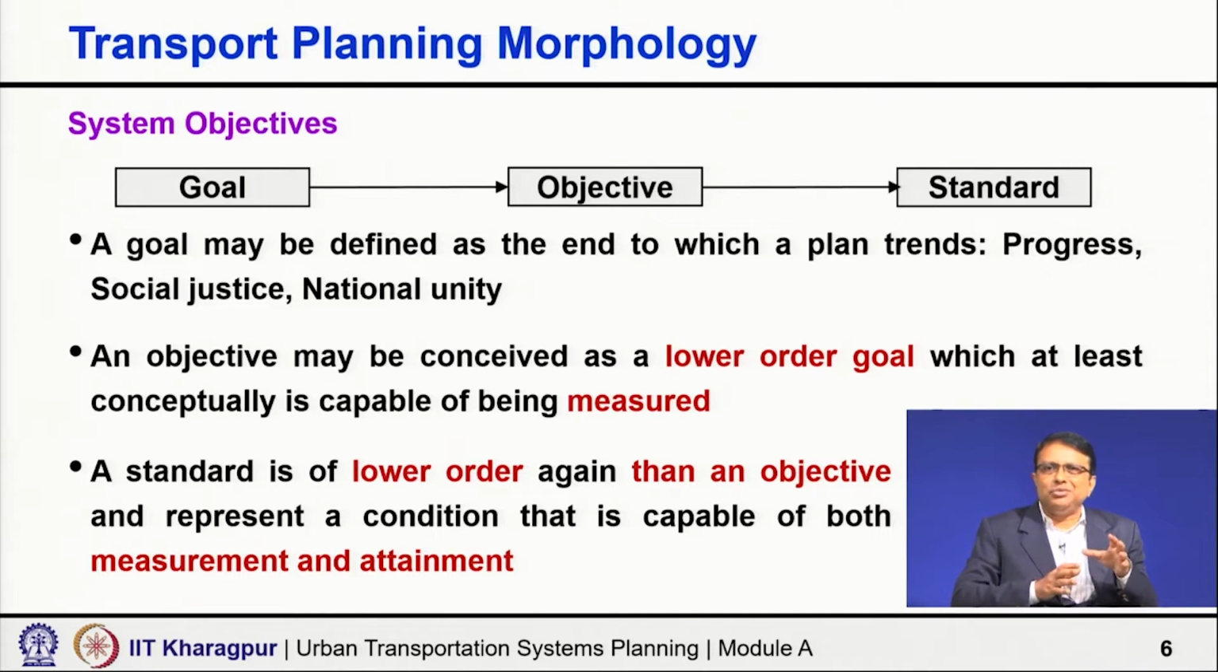Our standard, the next one, is of a further lower order than an objective and represents a condition that is capable of both measurement and attainment, right. I am sure it is probably still not clear to you, and it would be good to take a transport example. Let us take that.